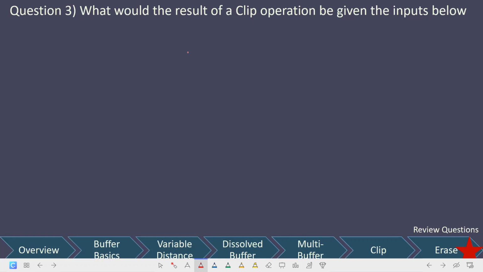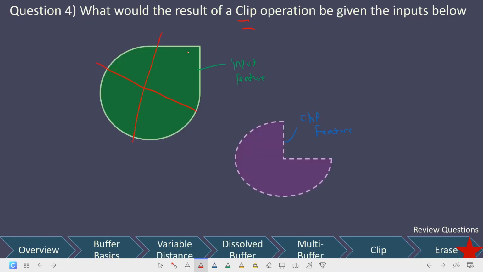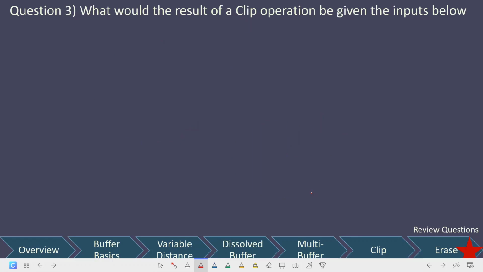Okay, so let me repeat that. Go back a slide here. The reason why this input feature is removed is because there is nothing overlapping the clip feature. So there's nothing for the clip feature to clip. So it just returns an empty data set or a null data set. So hopefully that all made sense. The idea that we can have the buffer, the different ways that we can modify the buffer to address different things and different issues.